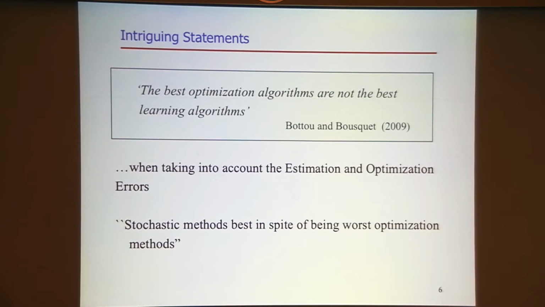I will dissect that sentence later on, and then I'll challenge it. So I'll try to find some other space. Because this statement is not very encouraging, right? We seem to be contradicting ourselves. There's another sentence there: stochastic methods are the best in spite of being the worst optimization methods. So we need to make such statements a little bit clearer for us.